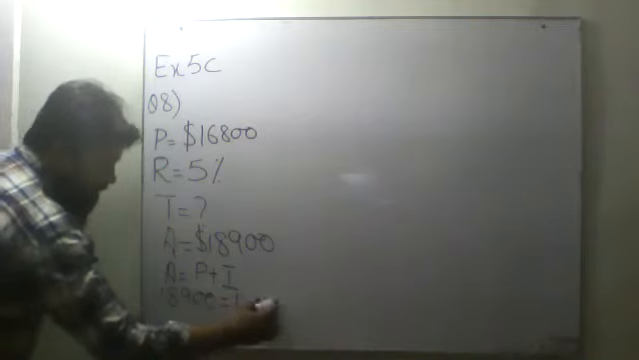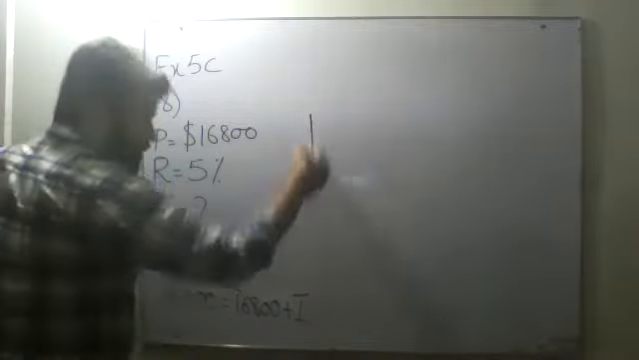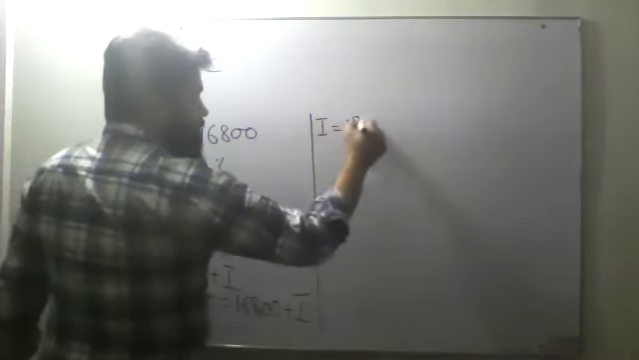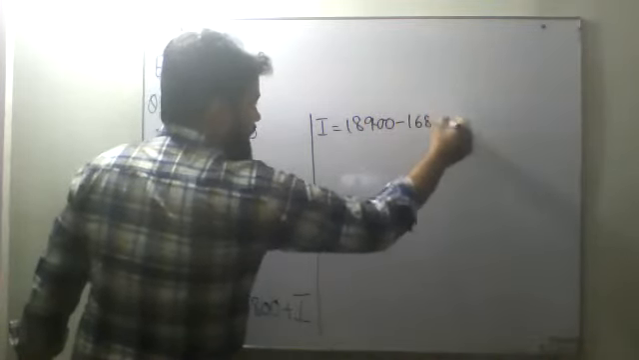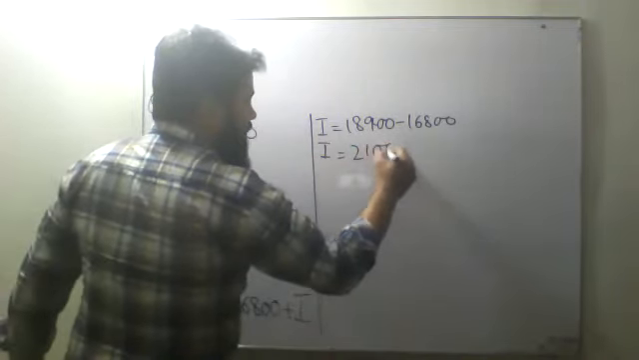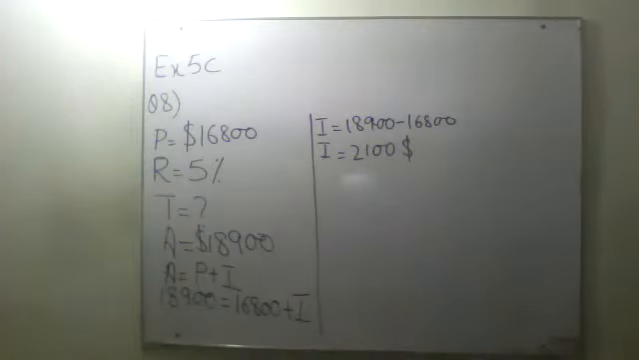$16,800 plus I. I have to find the difference between these two values to get my interest. So I equals 18,900 minus 16,800. Then I will take the difference. The difference is going to be $2,100. The interest is coming $2,100.